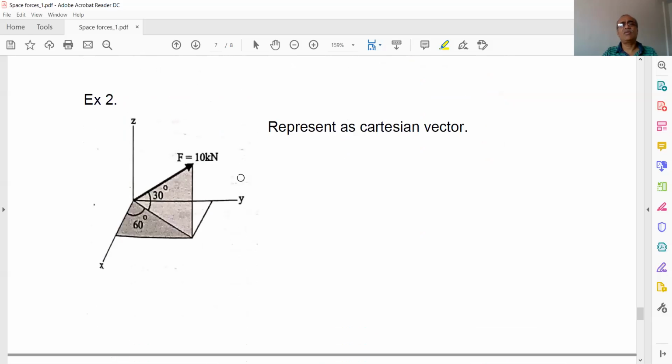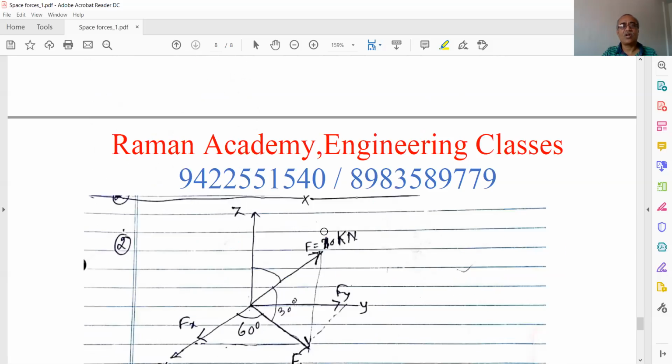Now the next problem is, we have to represent this force F in a Cartesian vector. What we have been provided is the projection of this vector F on the xy plane, and what has been given to us is the angle between the force F and the xy plane is equal to 30 degrees, and the angle between the projection and the x-axis is 60 degrees. That has been given to us. So how to solve this problem?